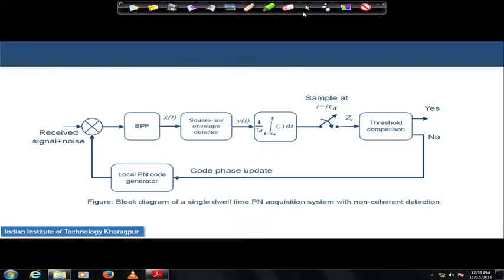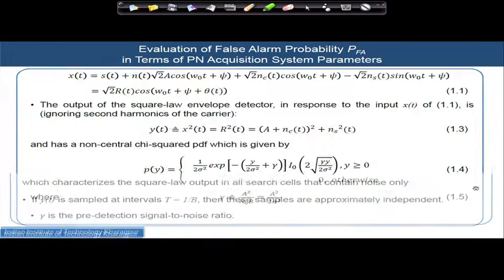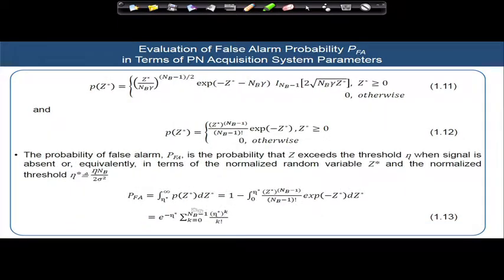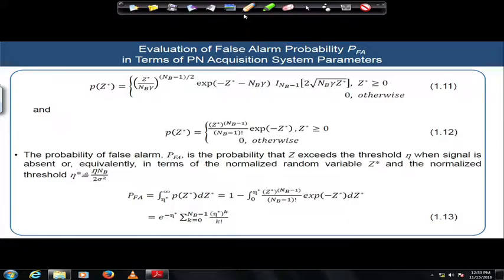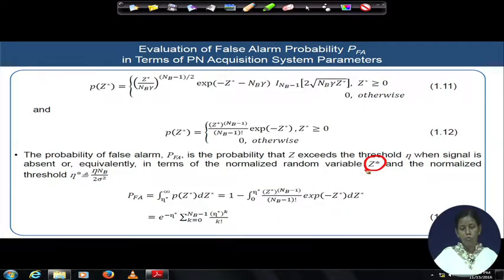Now, let us go to the slide where we were. So, here we are, with the explanation that I have given with respect to the block diagram. Now, instead of z we have the normalized z, known as z star. We will also normalize the threshold by the same amount, 2 sigma square by capital N B, and eta star is given as the normalized threshold.